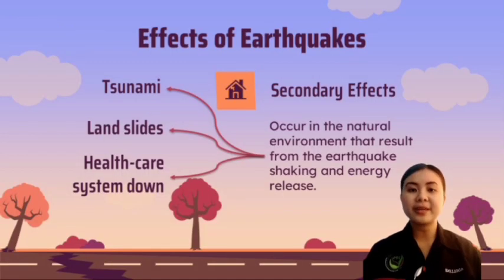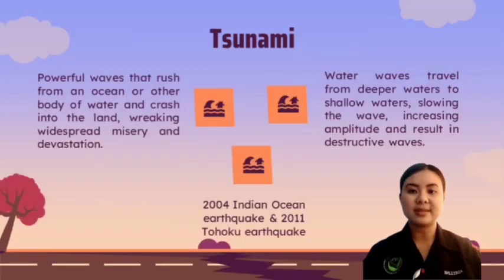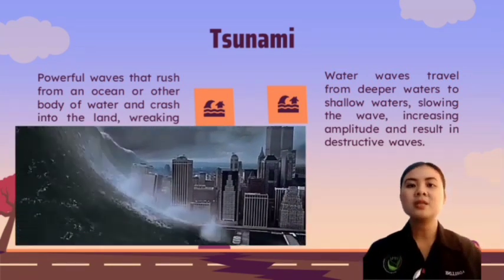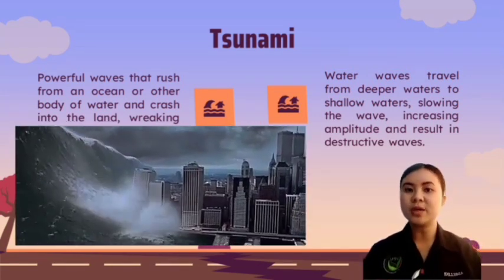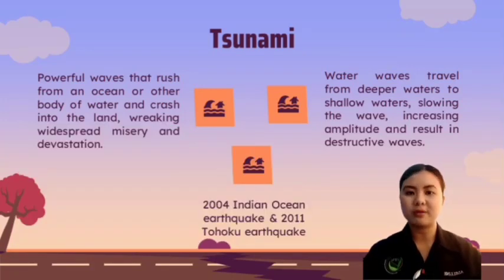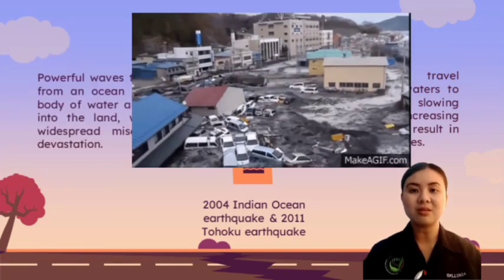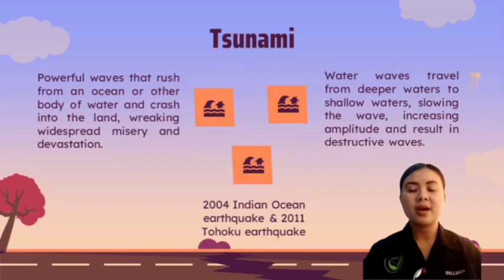Secondary impacts are effects that occur in the natural environment that result from earthquake shaking and energy release, such as tsunami waves or landslides. Tsunamis occur due to earthquakes, volcanic eruptions or landslides. The water waves travel from deeper waters to shallow waters at the coastline, slowing the waves, increasing the amplitude and resulting in large destructive waves. For instance, two large earthquakes, namely the 2004 Indian Ocean earthquake and the 2011 Tohoku earthquake, caused many fatalities and economic losses.